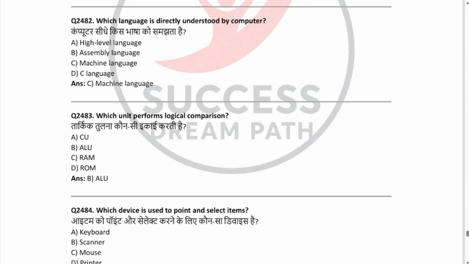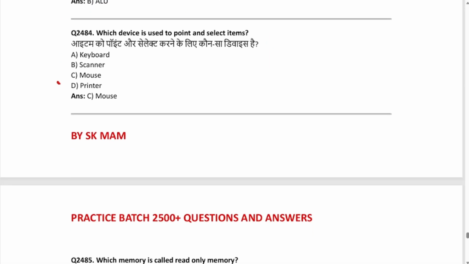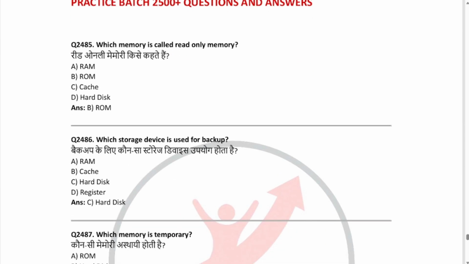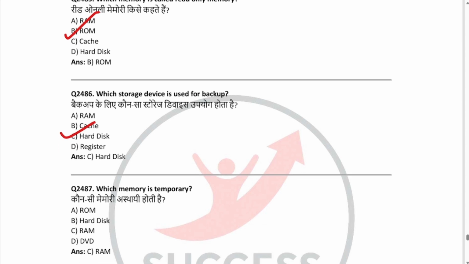Which language is directly understood by computer? Machine language. Which unit performs logical comparison? ALU. Which device is used to point and select items? Mouse. Which memory is called read only memory? ROM. Which storage device is used for backup? Hard disk. Which memory is temporary?